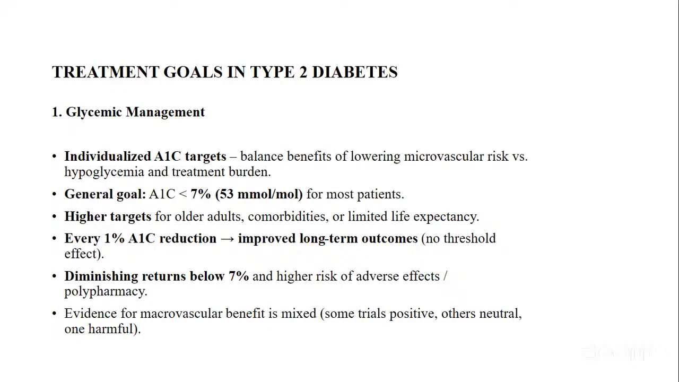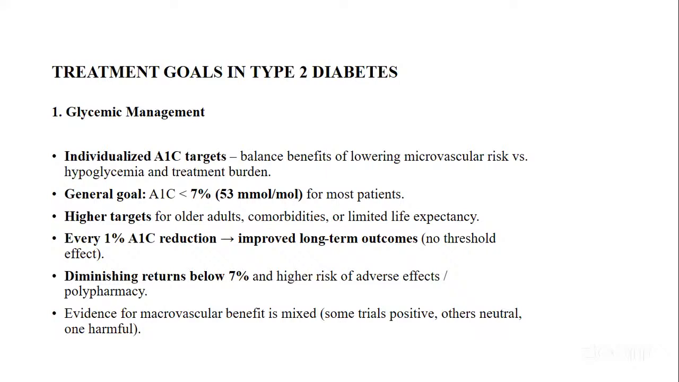All these goals and treatment options need to be tailored to individual patient factors like age and comorbidity, as well as the patient's life expectancy. Based on this, we can plan the treatment goals according to the patient's preference. Our treatment goals in type 2 diabetes include glycemic management as well as cardiovascular risk factor management. For glycemic management, we individualize our hemoglobin A1C target.